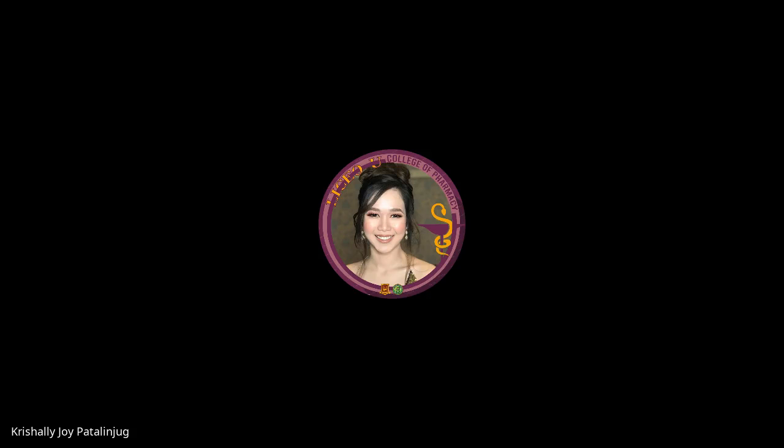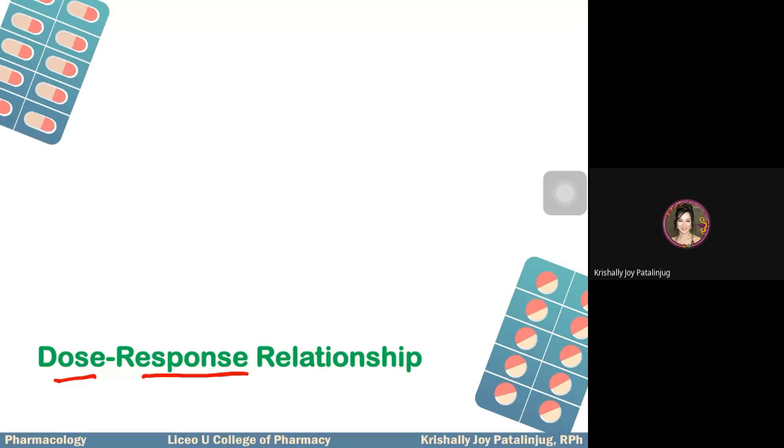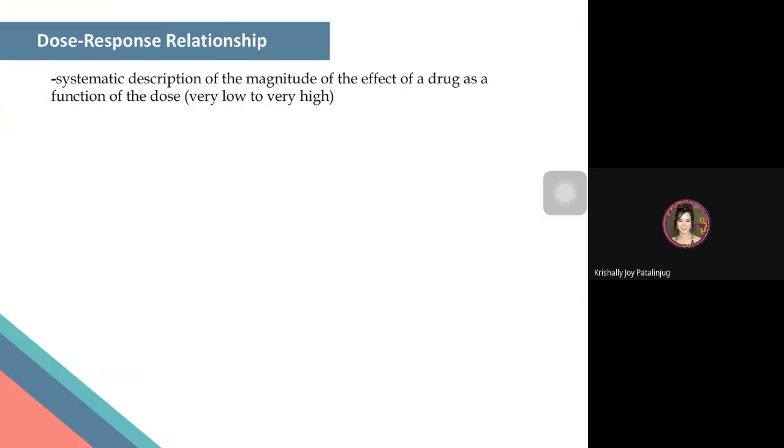Let's say, for example, you have a drug, a calcium channel blocker. Specifically, an example of a calcium channel blocker is amlodipine. Please take note that calcium channel blockers are classified as antihypertensive agents. And when we say antihypertensive agents, they can lower the elevated blood pressure level. That is the effect of an antihypertensive agent.